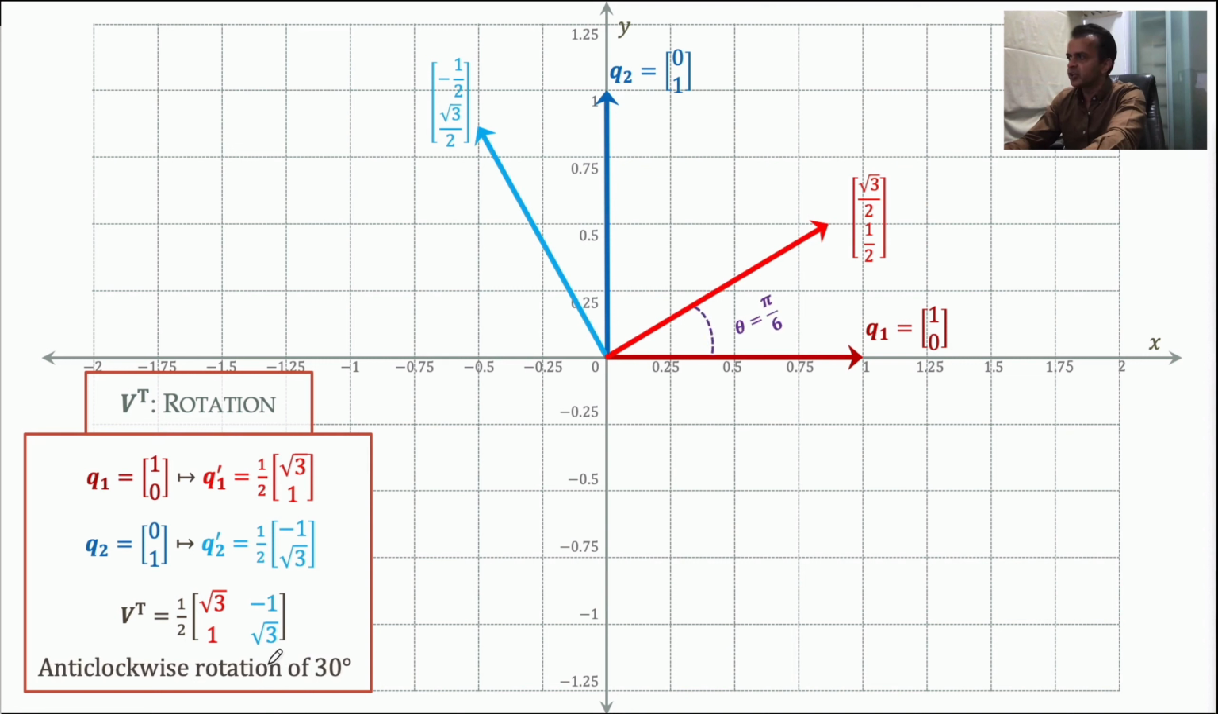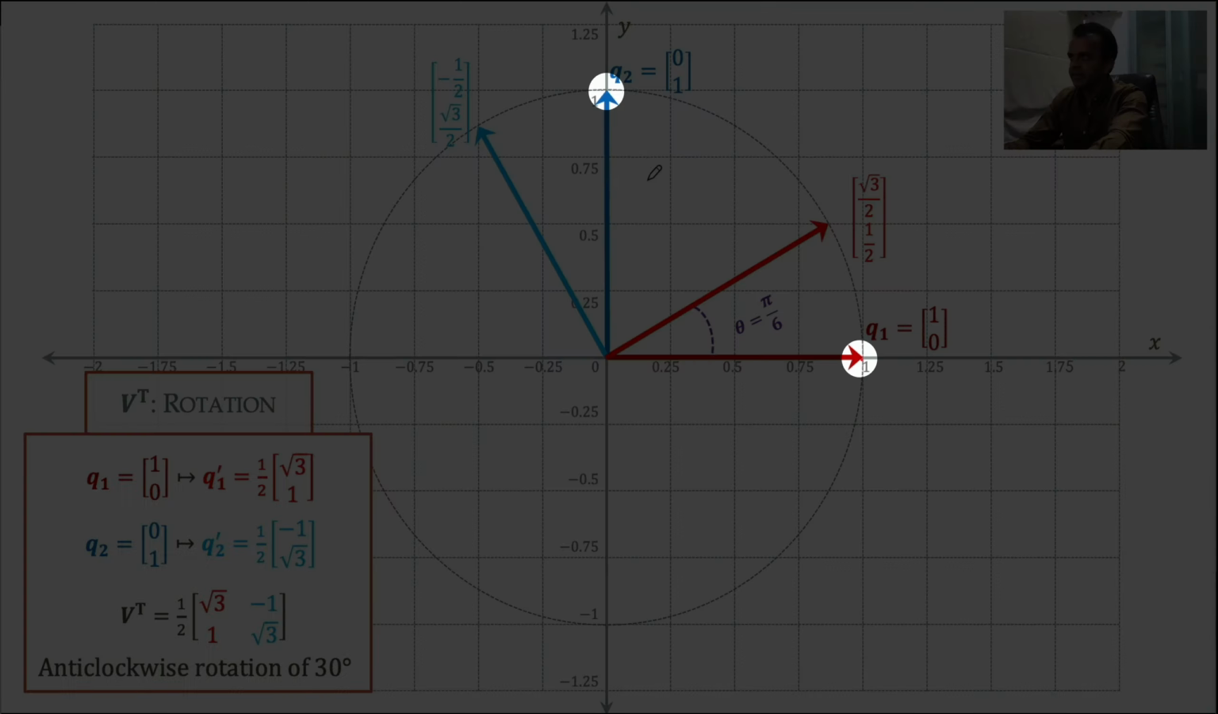And that is actually a rotation by pi by 6, 30 degrees counterclockwise, which means all the vectors whose tips fall on this unit circle will get transformed to other vectors whose tips still fall on the unit circle but at different points. So all the vectors in the first quadrant between here and here will end up between here and here.